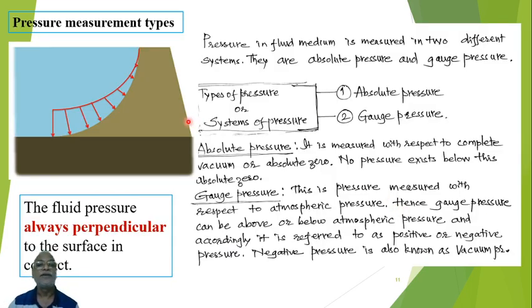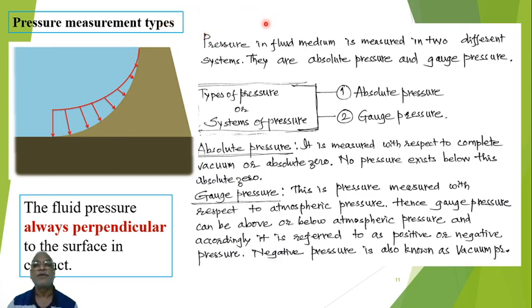Here I'll be introducing a new concept, pressure measurement types. Already we have seen in an earlier video that fluid pressure is always perpendicular to the surface of contact. I have discussed at length about vertical face, horizontal face, and even an inclined face can be similar. The pressure acting has to be perpendicular to the surface that is in contact. Anyway, we'll go further.